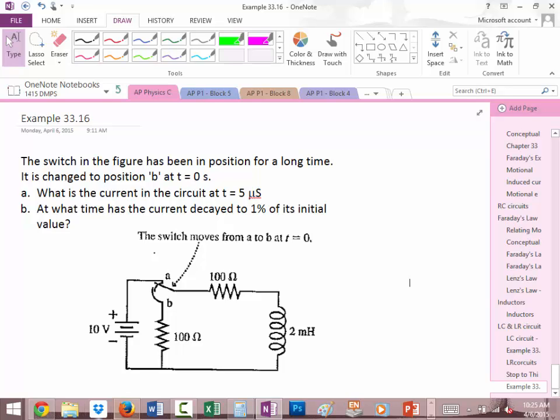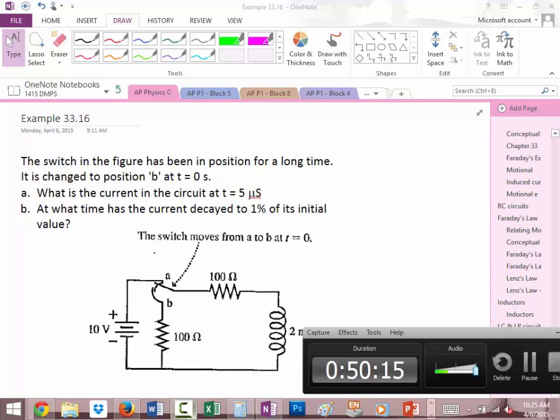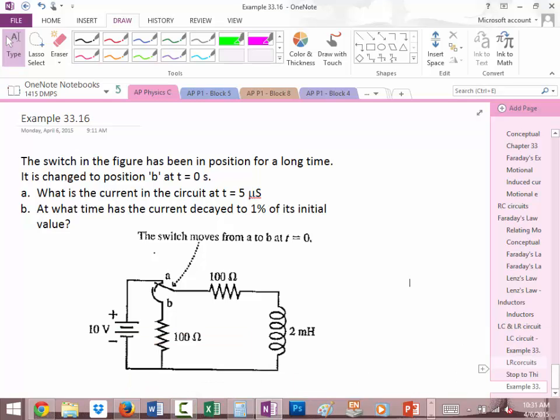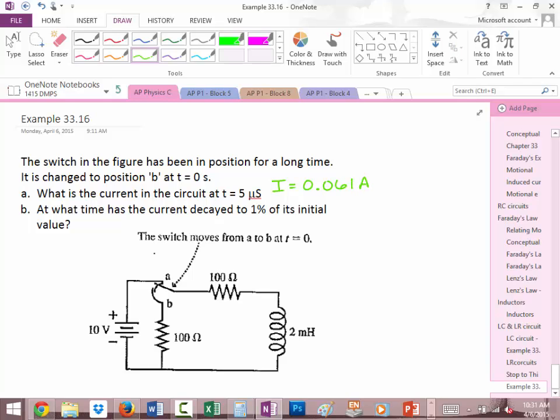Okay, so this is in the book? This one is from the book. Yep, 33.16. All right. So part A, what is the current in the circuit after 5 microseconds? What'd you guys say? 0.061 amps. This is what I got. Do you guys agree with that?